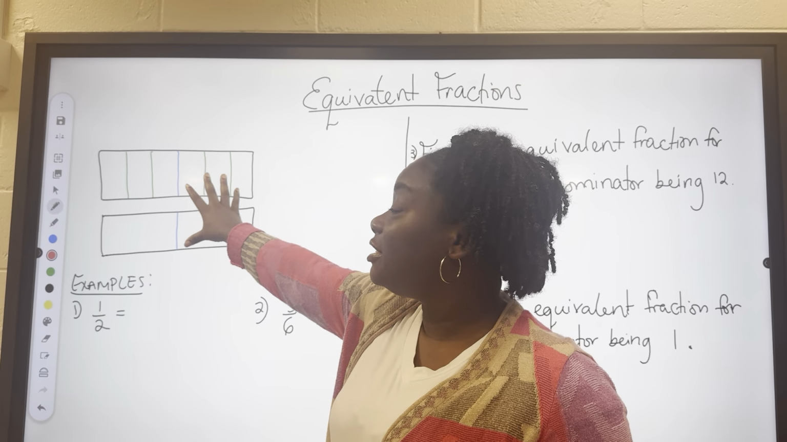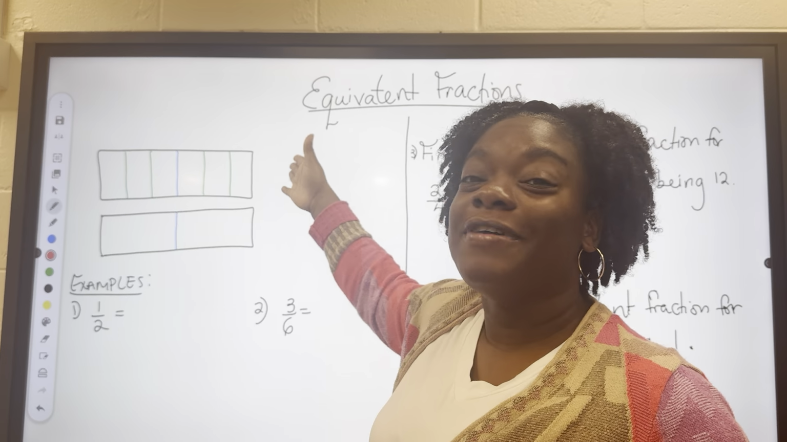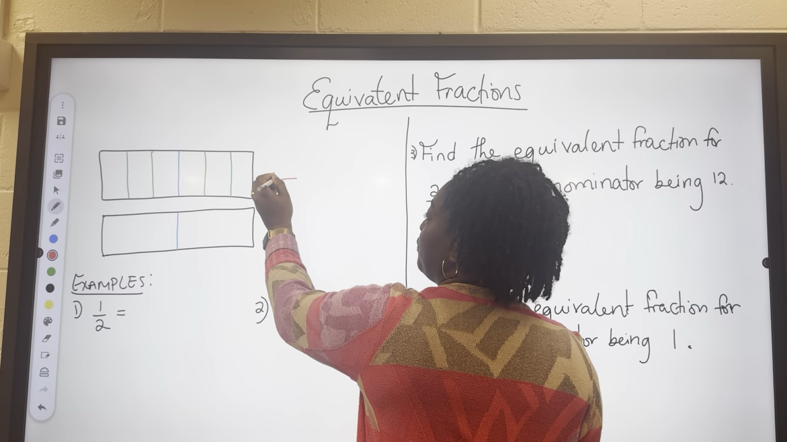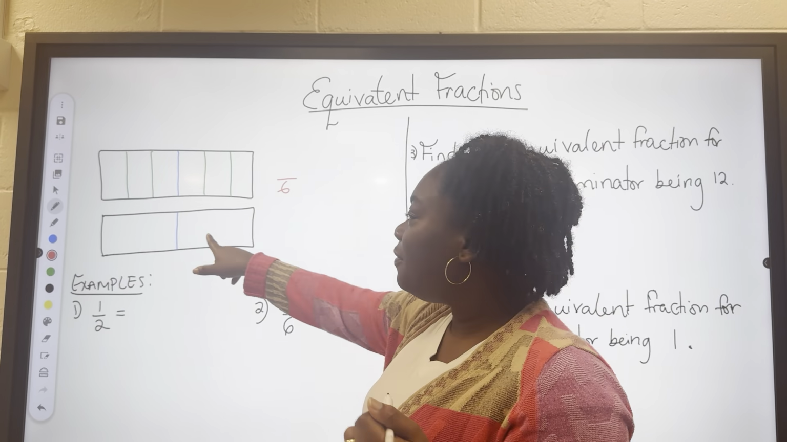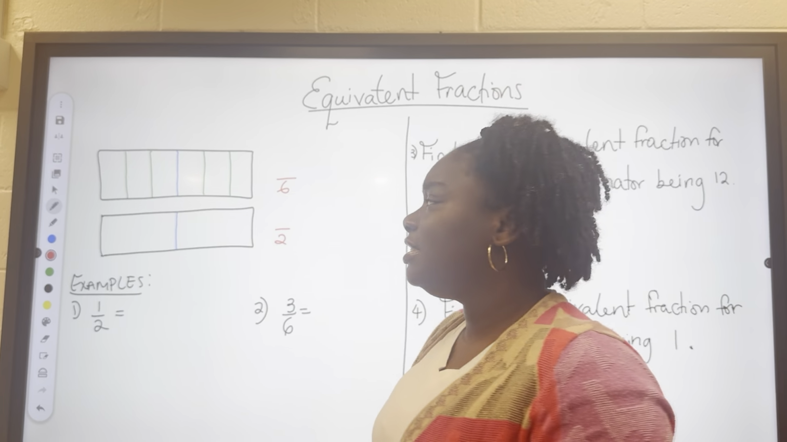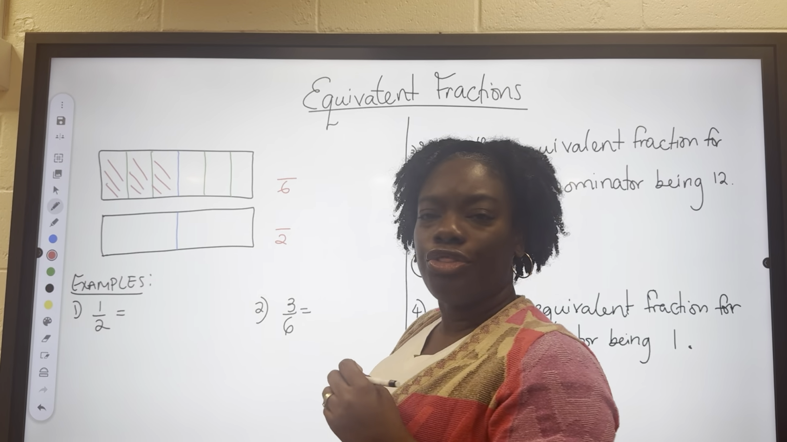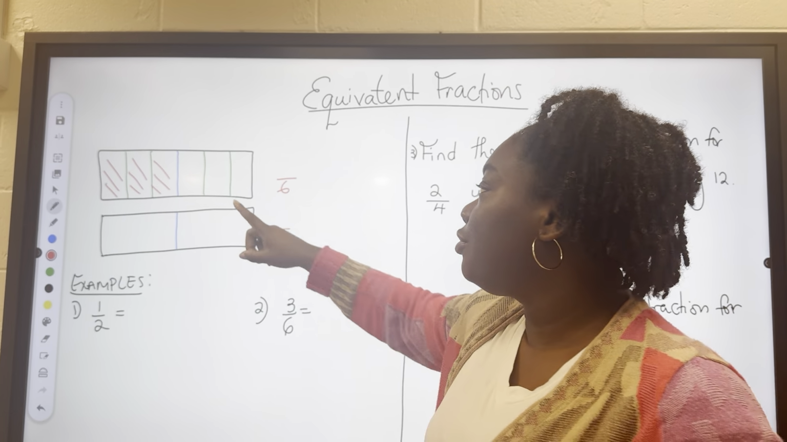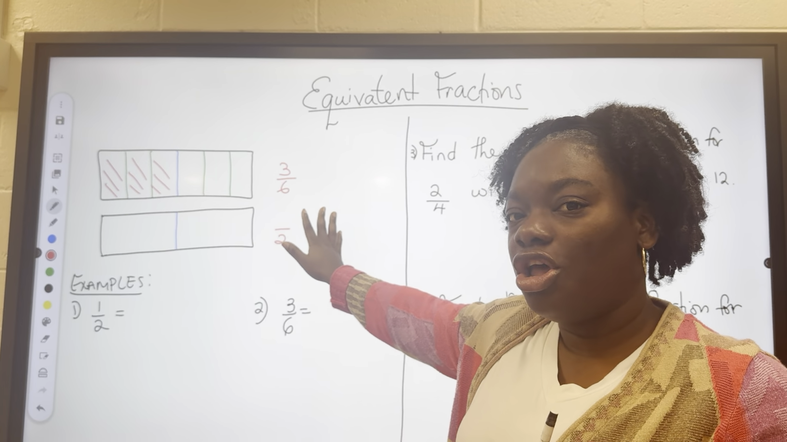So let's look at this. These two rectangles up there, notice they're the same size, but they're divided into different amounts. The first one is divided into 6: 1, 2, 3, 4, 5, 6, which is our denominator, and this one is divided into 2. Now, if I shade 1, 2, 3 parts of that rectangle, the quantity represented would be 3 out of 6. All right, so my fraction is 3 out of 6.